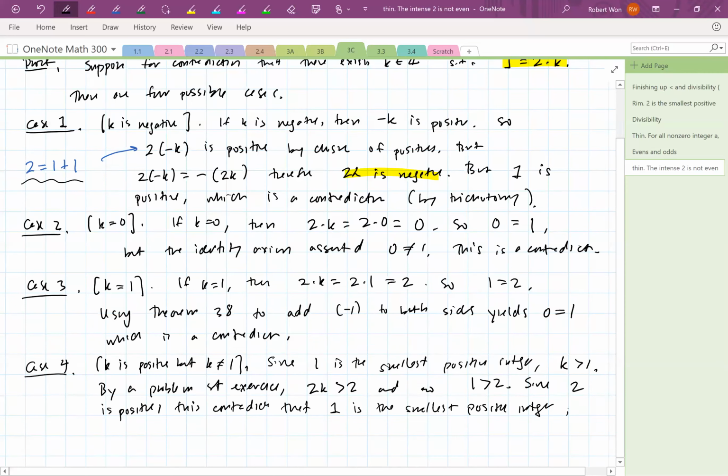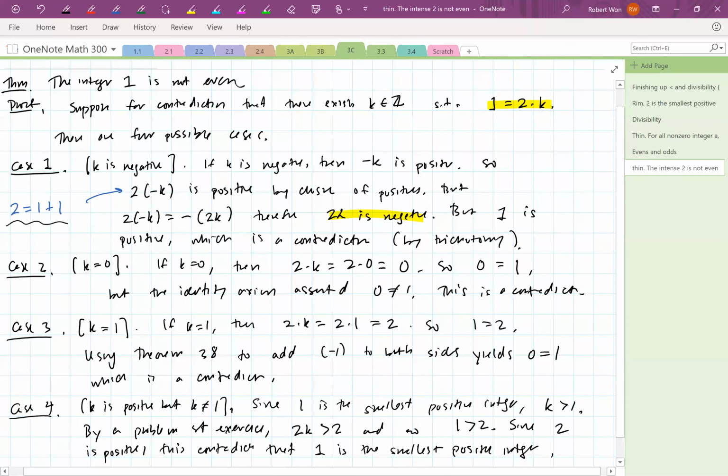Okay, and so since I've reached a contradiction in every possible case, this means that I've reached a contradiction overall, which means the thing that I supposed for contradiction must be false. So in any case, there's a contradiction. Hence, 1 is not even. So 1 is odd, but 1 is not even, is what we spent 2 slides trying to prove.